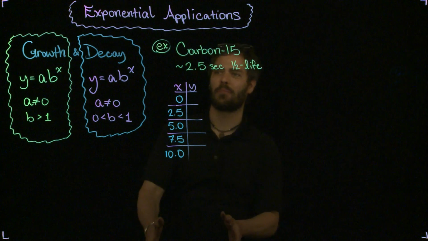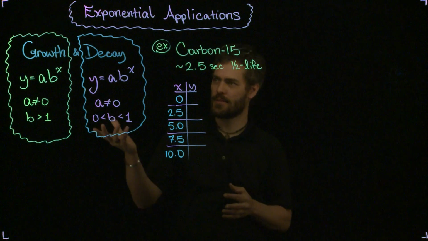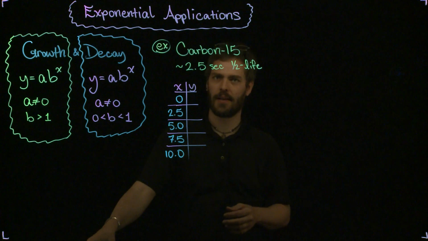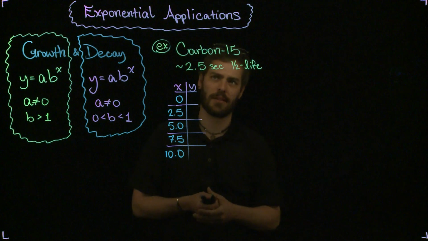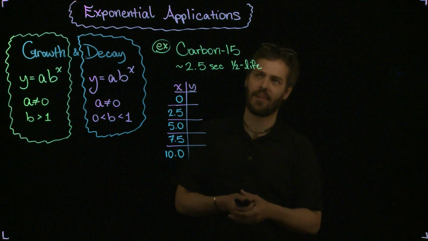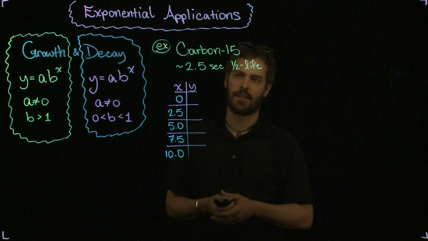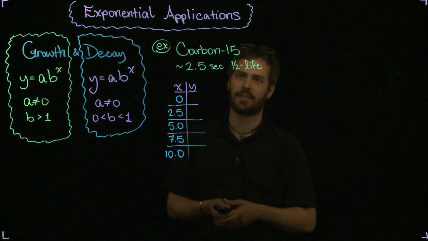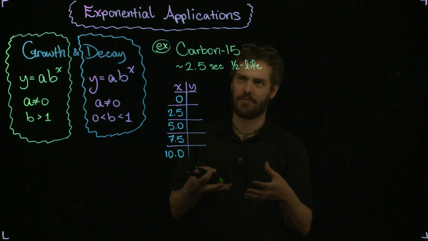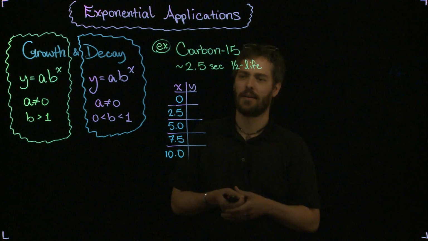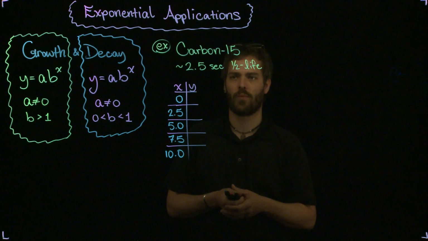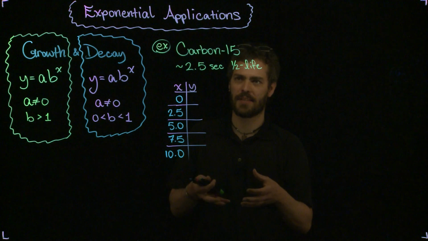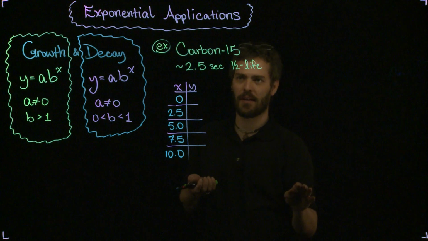Okay, we're back talking about exponential applications, exponential growth and decay. And here's an example of a radioisotope with a half-life, carbon-15, has a half-life of about 2.5 seconds. And so what that means is if I had a chunk of this stuff made of carbon-15, however much I had in the first place, in 2.5 seconds, half of it's going to be gone.